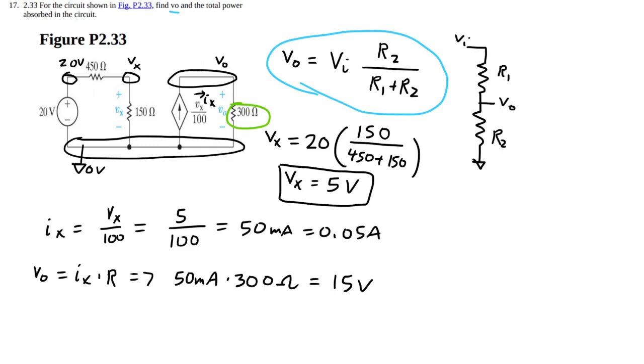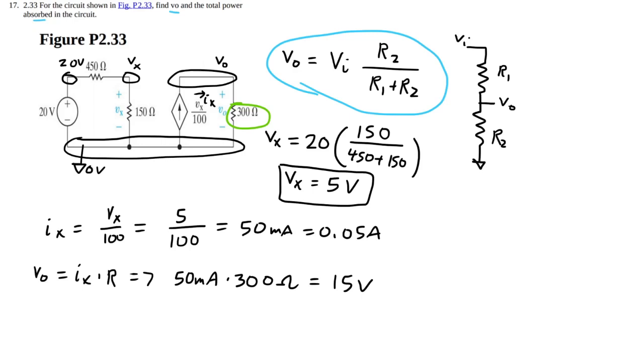Now we're going to solve the second part of the problem. Okay, so we have to find the total power absorbed in the circuit. So we're only worried about the resistors, not worried about the sources, even though they would end up being the same amount of power supplied as dissipated.